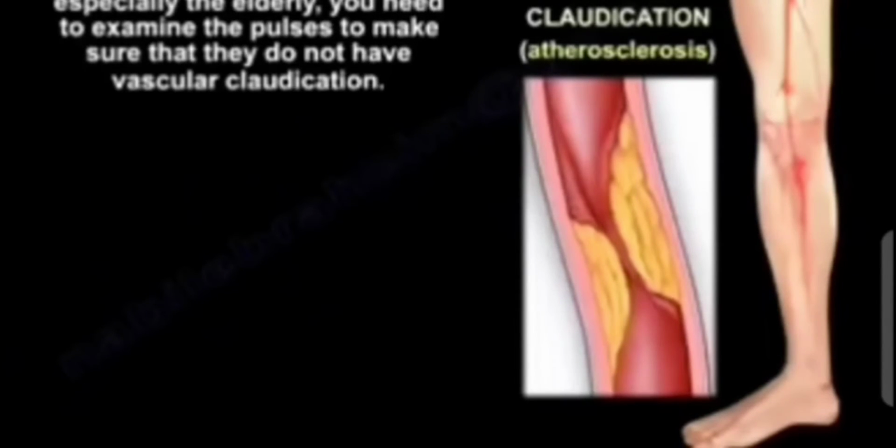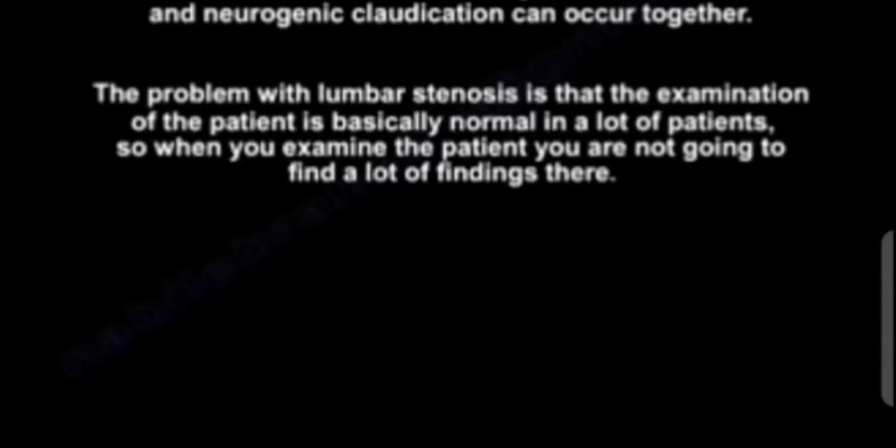In patients with low back pain, especially the elderly, you need to examine the pulses to make sure they don't have vascular claudication. You need to obtain a careful history because vascular and neurogenic claudication can occur together. And the problem with lumbar stenosis is that the examination of the patient is basically normal in a lot of patients. So when you examine the patient, you are not going to be able to find a lot of findings there.